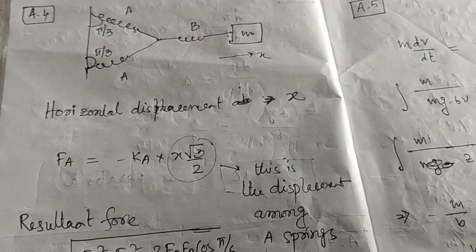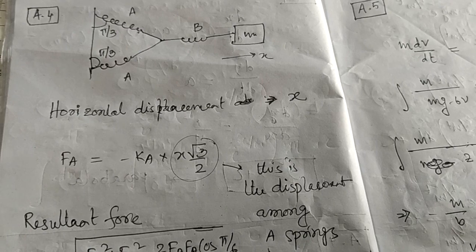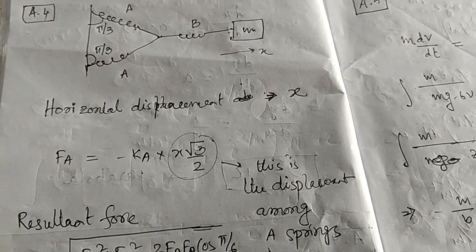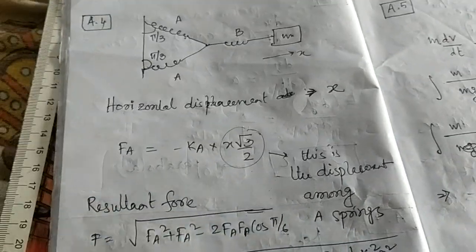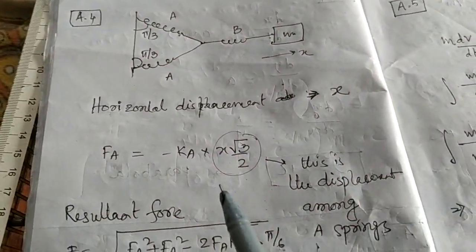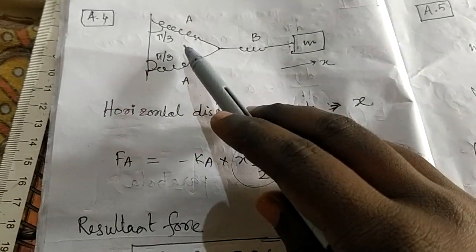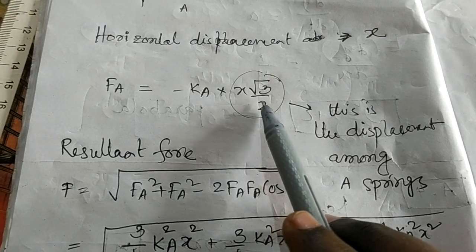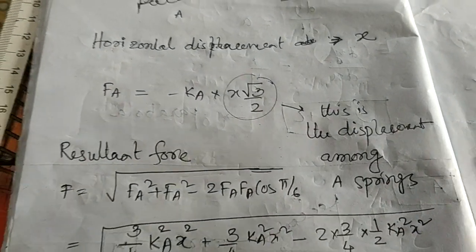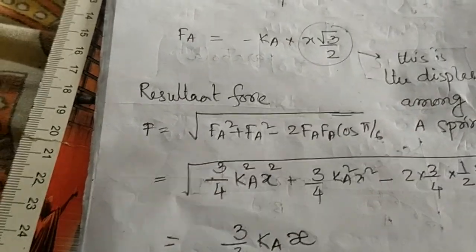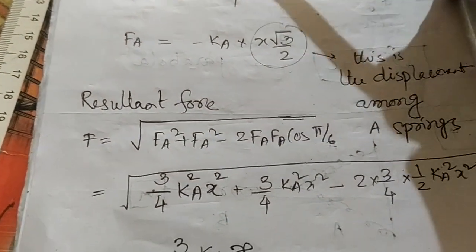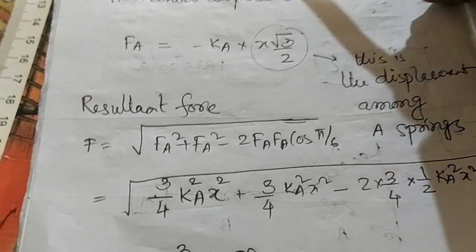To solve this, you need to find out the displacement along these two springs. At first the horizontal displacement is x, and the displacement along this direction is x into root 3 by 2. This is the displacement along the A springs. Now the resultant force that is working along the x direction, due to these springs, is this.